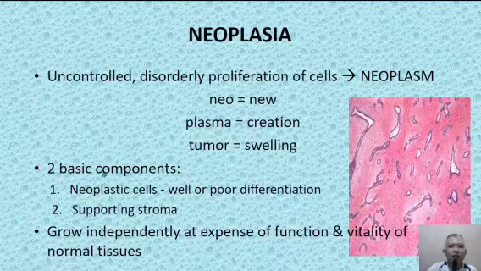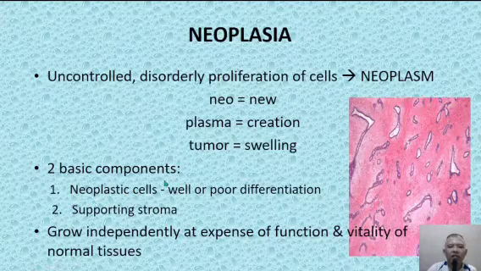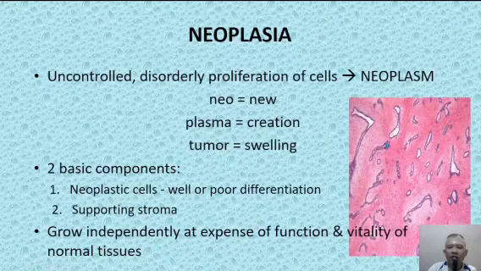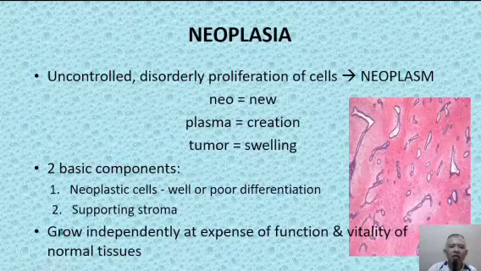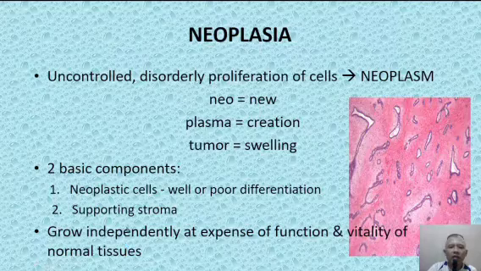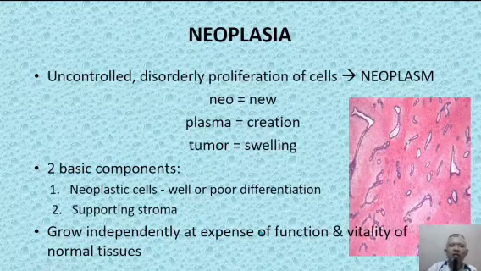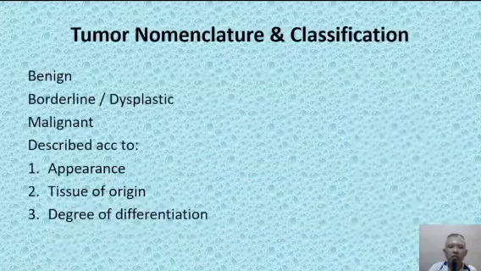Two basic components. You have the neoplastic cells and the supporting stroma here. So this is the neoplastic cells, and you have the stroma that surround it. Okay, neoplasms grow independently at the expense of function and vitality of the normal tissues.